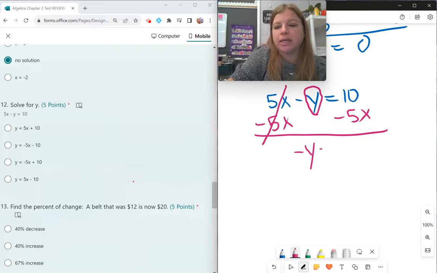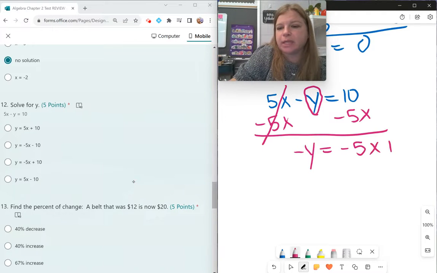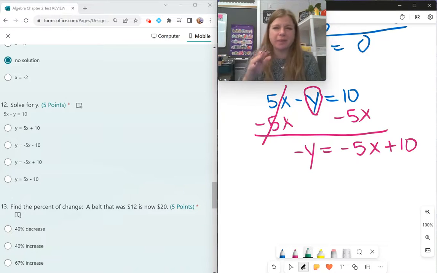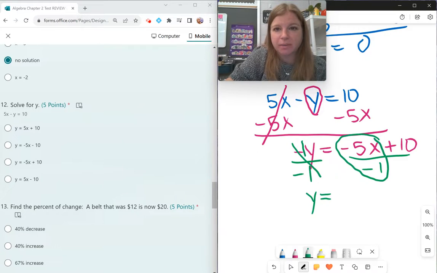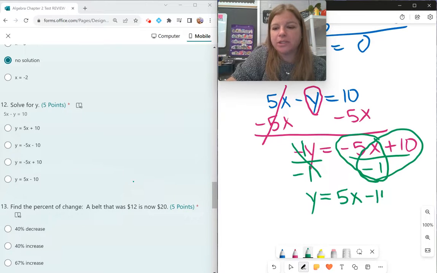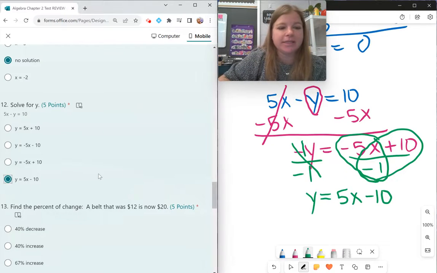I'm left with negative y equals. Now we want to keep the x first, the variable first. So I'm not going to write it as 10 minus 5x. Instead, I'm going to write it as negative 5x plus 10. And now think about it. I want y by itself. It's really negative y. That means that there's a negative 1 in front of my y. So last step, I want to divide everything by negative 1, which just means you're changing the signs of everything. So now this becomes y equals negative 5x divided by negative 1, which is positive 5x, and then positive 10 divided by negative 1, which is negative 10. So I get y equals 5x minus 10.